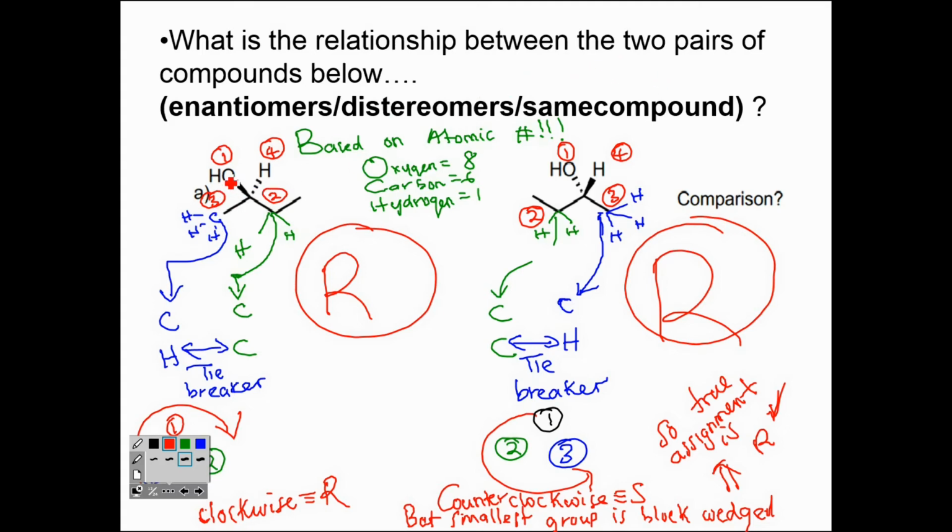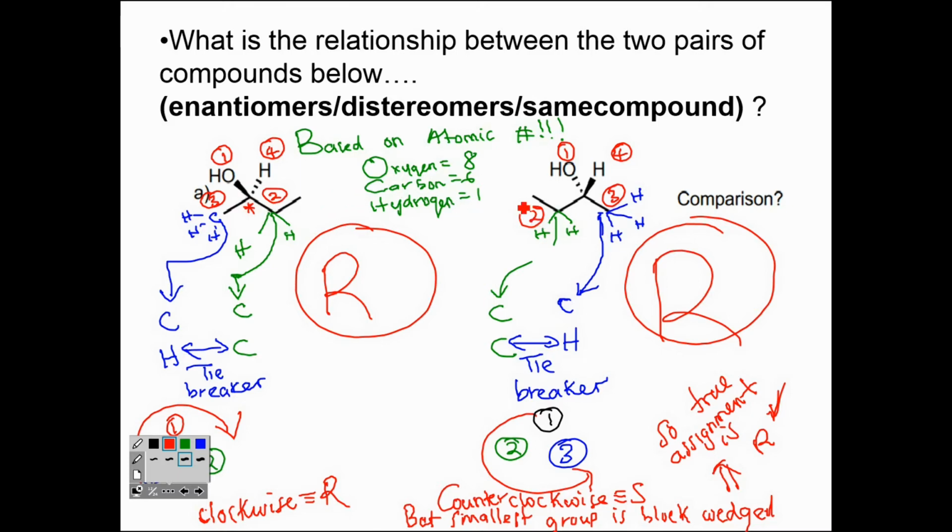Alright, so you have oxygen, that's the chiral center I said. And around it you have an oxygen, hydrogen, and 2 carbons. The oxygen has atomic number 8, the 2 carbons have 6, hydrogen has 1. So we go ahead and give the hydrogen priority number 4. Let's determine priority 1, 2, and 3.